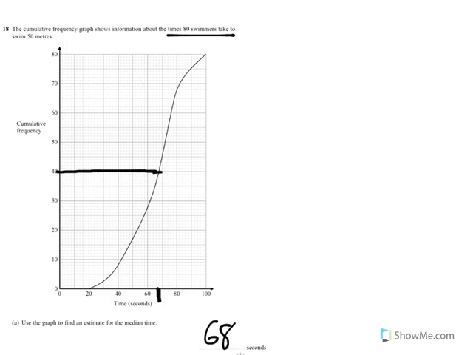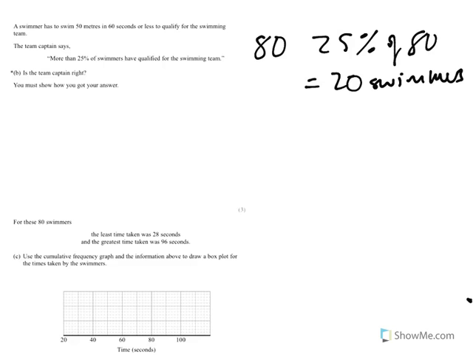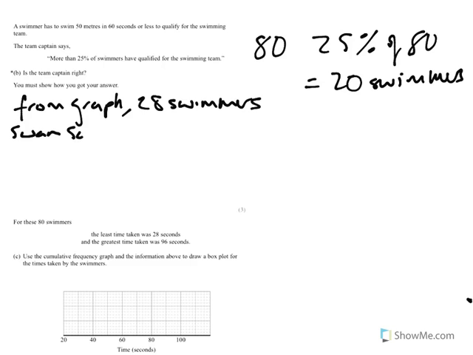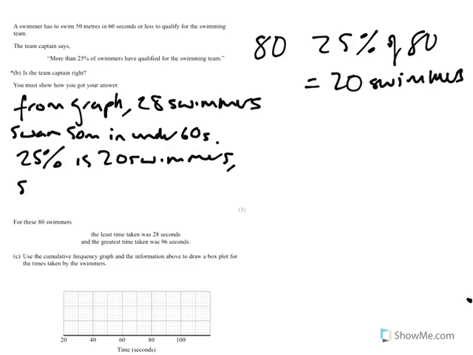Going back to the graph, we can see how many people took to swim 50 meters in 60 seconds. It was this many. I make that as 28 swimmers. So from the graph, 28 swimmers swam 50 meters in under 60 seconds. 25% is 20 swimmers, so 28 is bigger than 20. The captain is right.